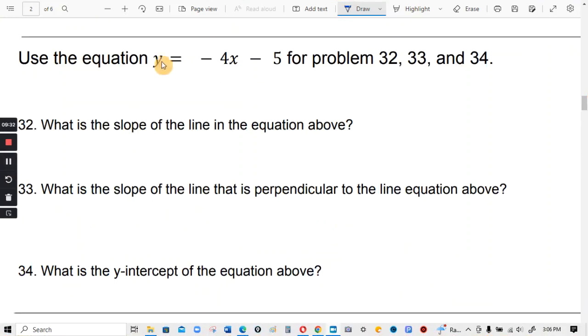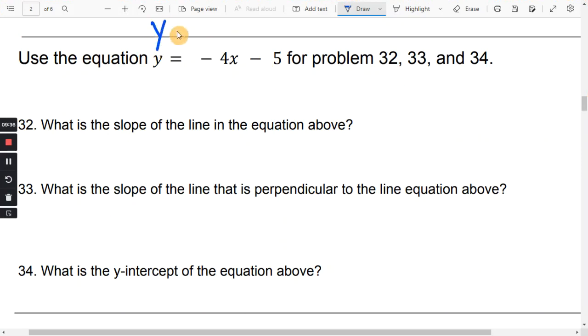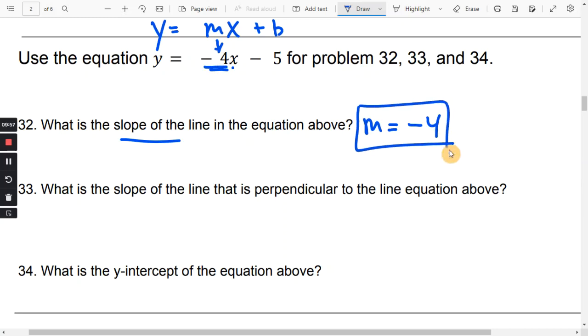All right, this equation here for these three problems is in the form y equals mx plus b. The slope of the line is m. So we're looking for m. It's the number that's multiplied by x. So we can clearly see that m is just negative 4.